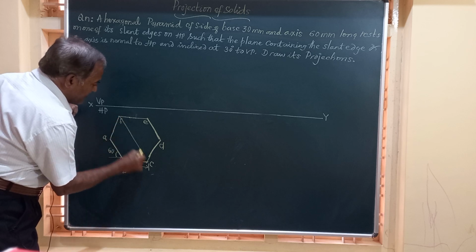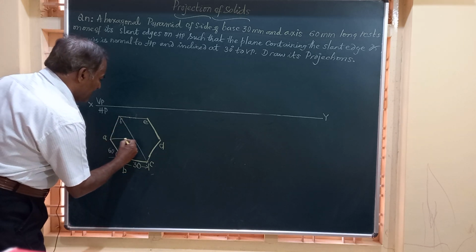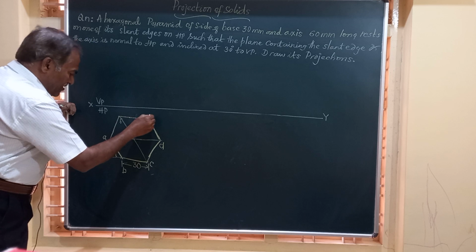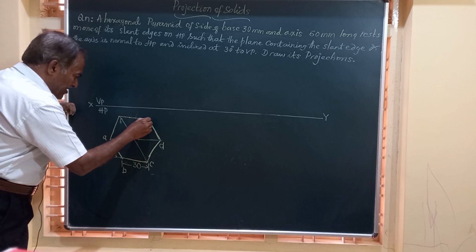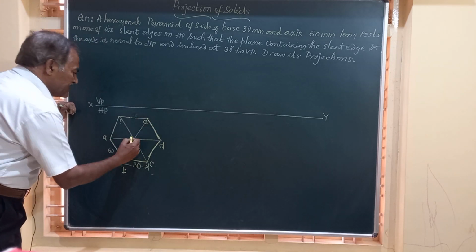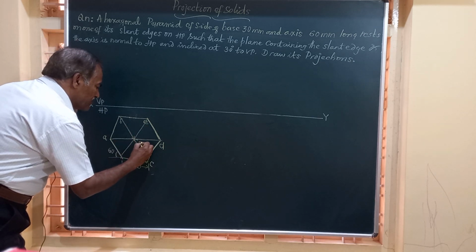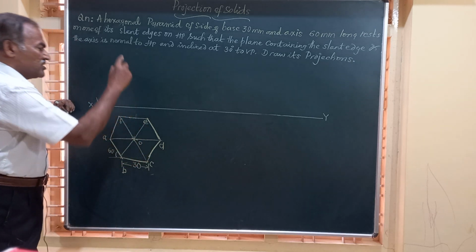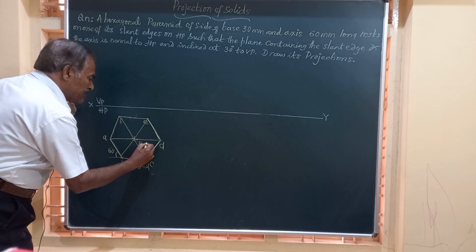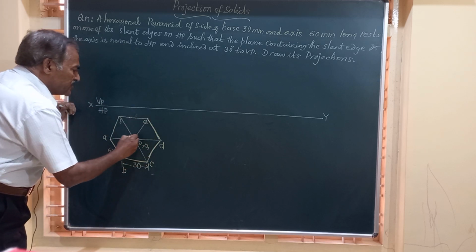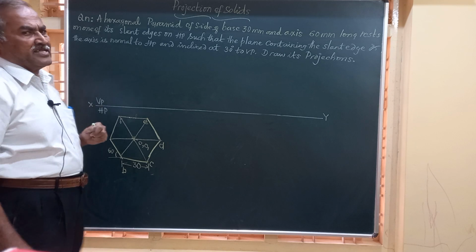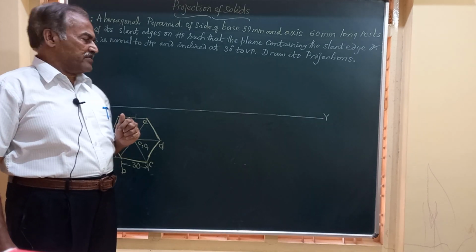F to C, I will just join. This will be a horizontal line, and we will draw a line through this. It will pass through that. So this is how the top view of this object looks. So I will mark O, the vertex, O1, the center of the base. All these should be visible lines. This is the top view of the pyramid.